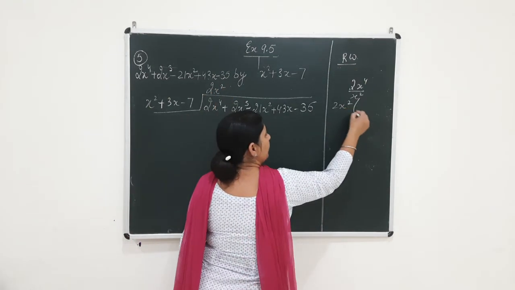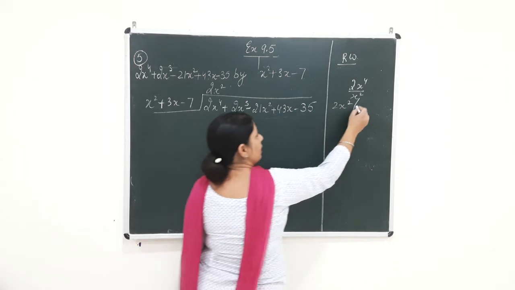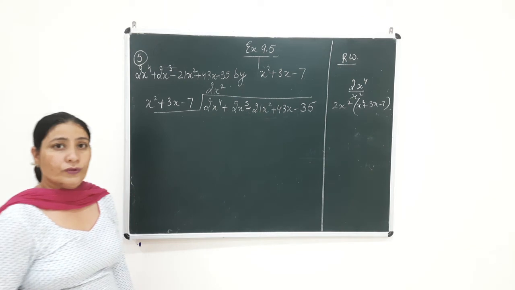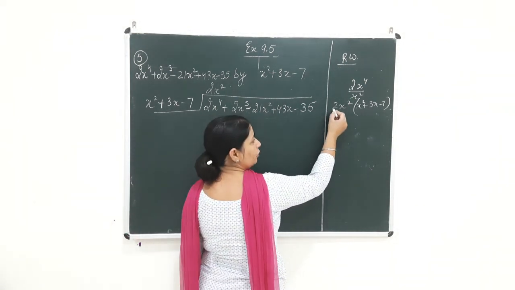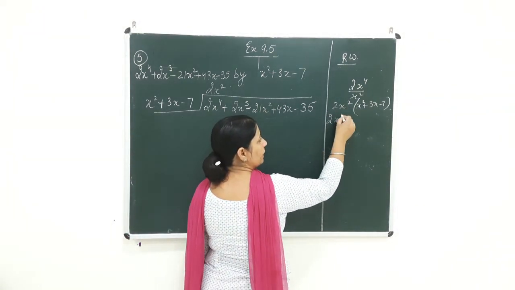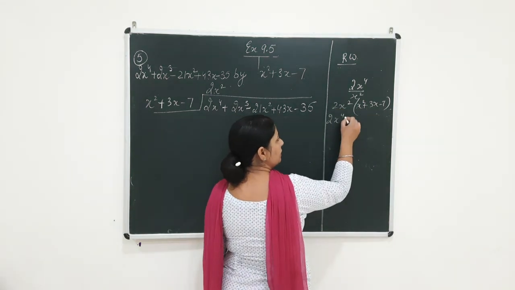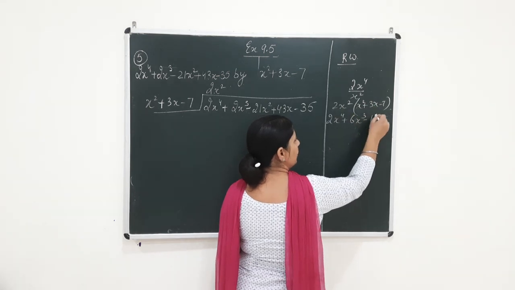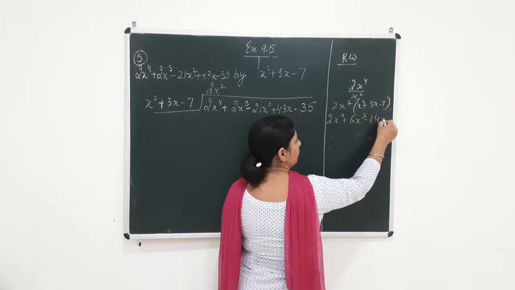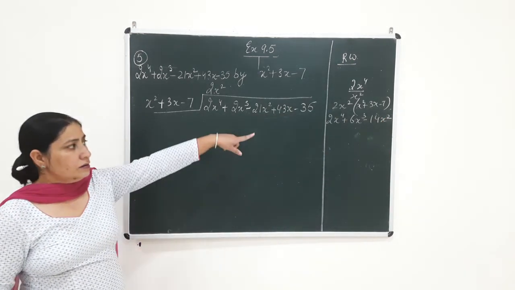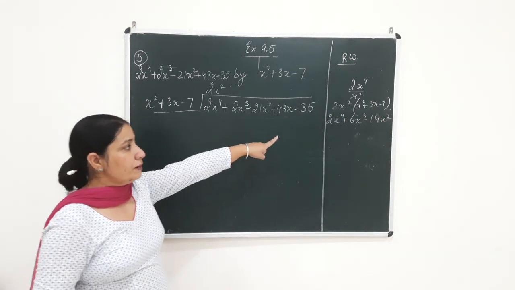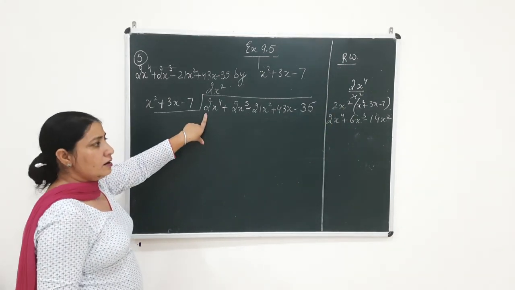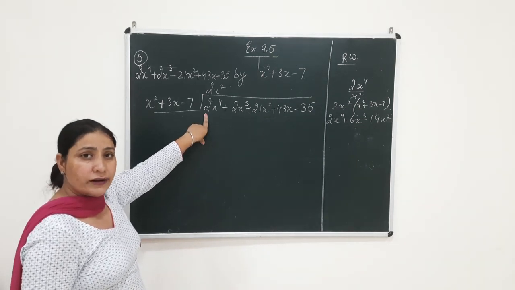Now this 2x square that I got will be multiplied with this x square plus 3x minus 7, the divisor. When we multiply it, see what you get. 2, x square and x square will become x power 4. 2 3s are 6, x square and x will become x cube. 2 7s are 14, minus sign, x square. Now that quotient, after multiplication, the product that I have got, I will be putting that product here and I will see to it that the like terms are arranged properly.